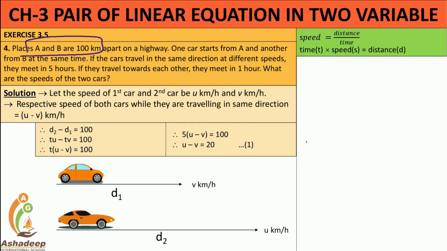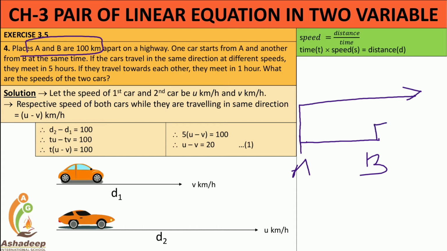For example, this is the figure. One is A, this is the place, and one is B. Car A starts from A, and car B starts from B, and they meet after 5 hours. So what does it mean? The car at A has the greater speed, and the car at B has the lower speed.